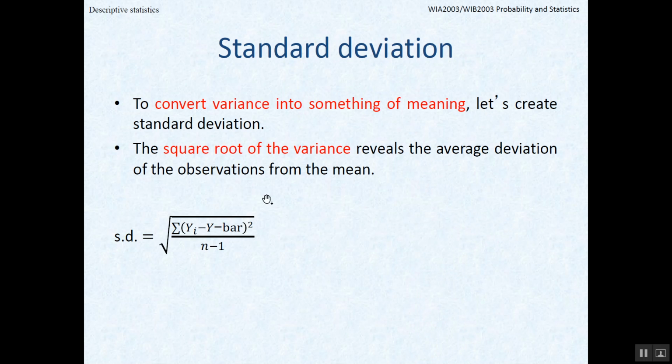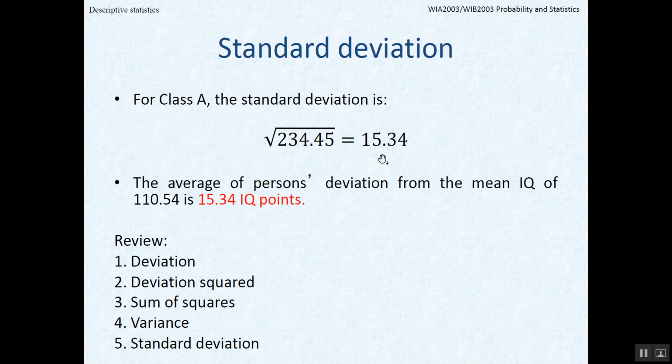Basically for standard deviation, you square root the variance, and you get the standard deviation. So now the standard deviation is 15.34. Just now, 234.45 was the variance, and when you square root it, you get 15.34. Can you do anything with 15.34 compared to the variance value? Yes. Now you can say the average person's deviation from the mean IQ of 110.54 is 15.34.